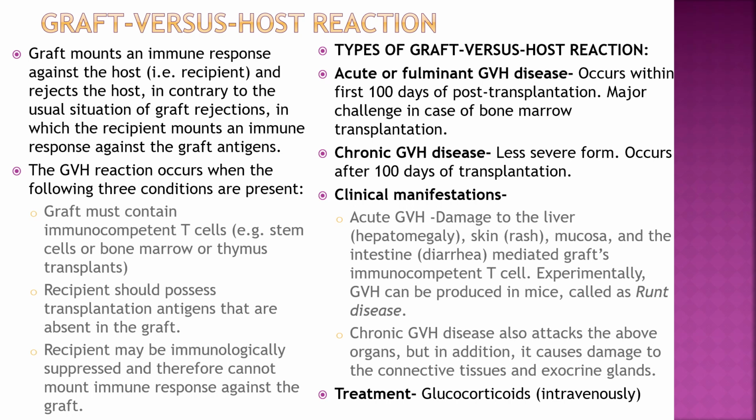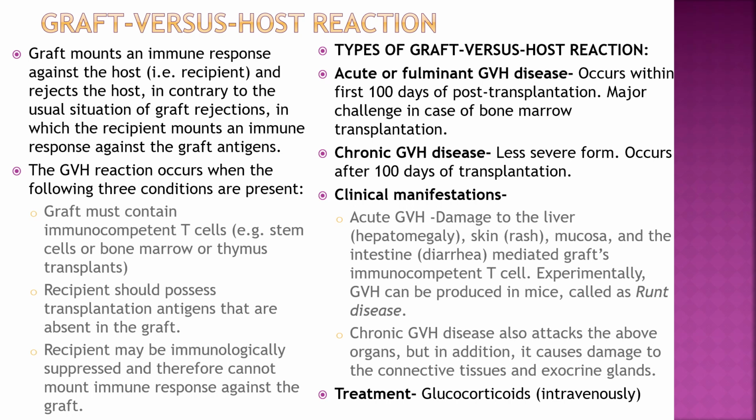Acute or fulminant GVH occurs within 100 days of the post-transplantation. Major challenge in case of bone marrow transplantation. Chronic GVH, a less severe form, occurs after 100 days of transplantation. Clinically, acute GVH causes damage to the liver, hepatomegaly, skin rash, mucosa, and intestine with diarrhea, mediated by the graft's immunocompetent T cells.